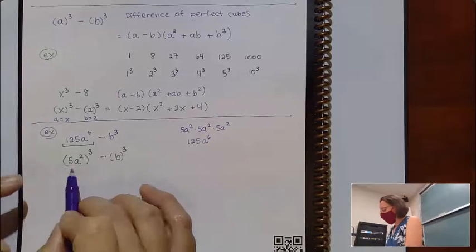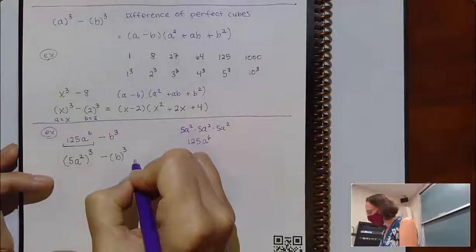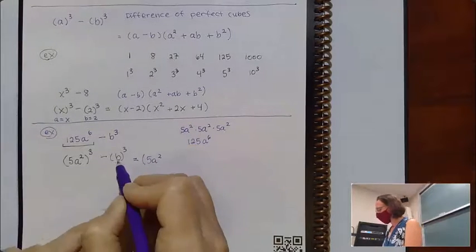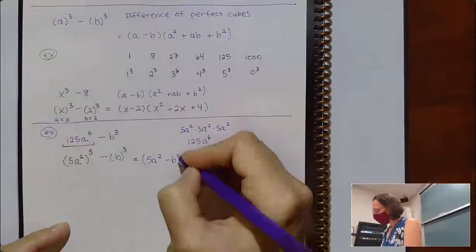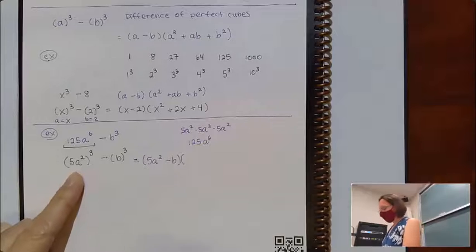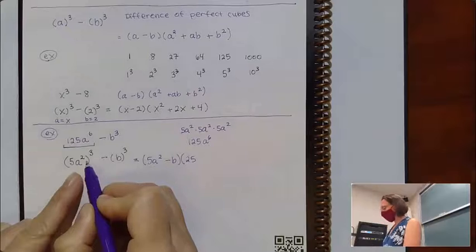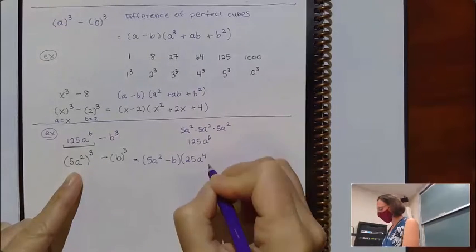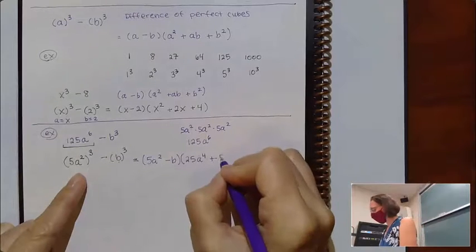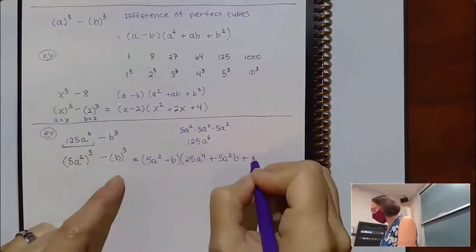Okay, now that I'm set up for the formula, our formula says take the first piece, so 5a squared, subtract the second piece. Then in parentheses here, I take the first piece and square it. So 5 squared is going to give me 25. a squared squared would give me a to the 4th. I add to that my 2 terms multiplied together, so 5a squared b. And then at the end, I square the b.